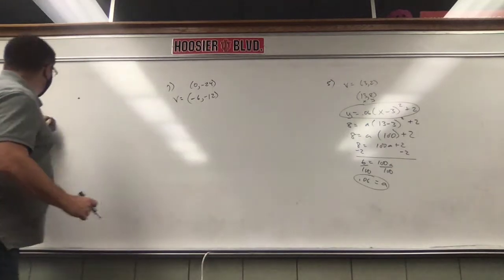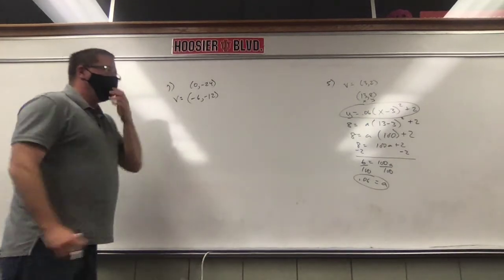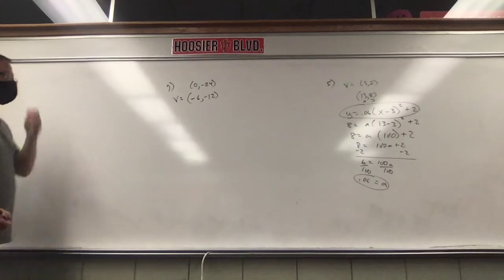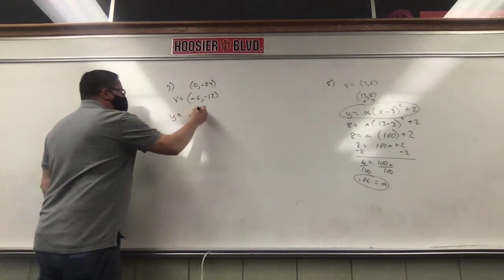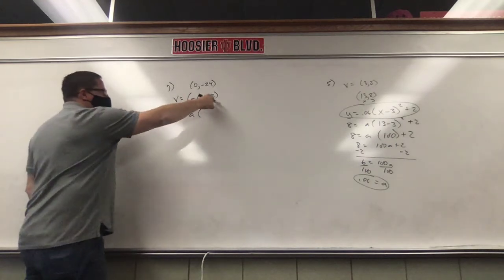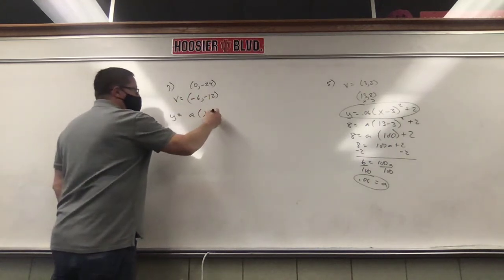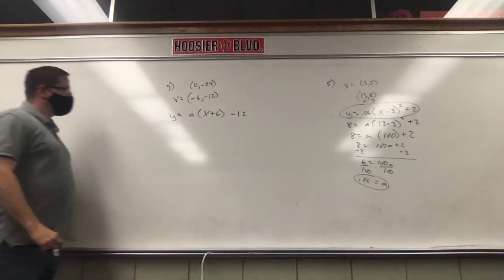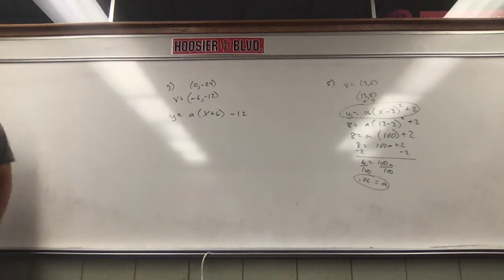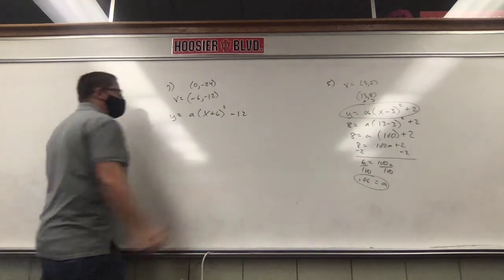So, A will tell you. People in the back couldn't necessarily read it, but people in the front could see because they're closer. So we put y equals A, and the vertex is negative 6, negative 12, so we're going to put x plus 6, then minus 12? Good. Don't forget the square.